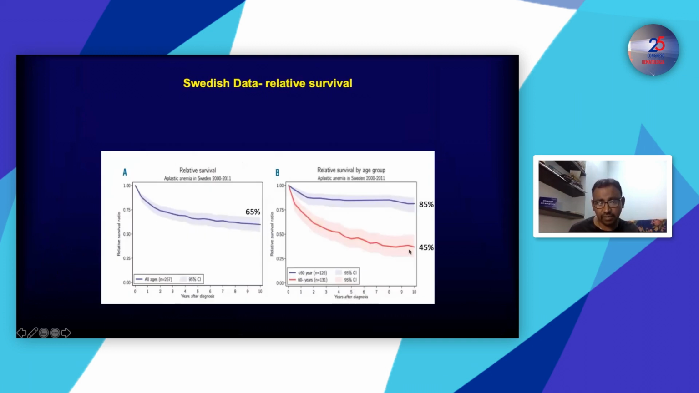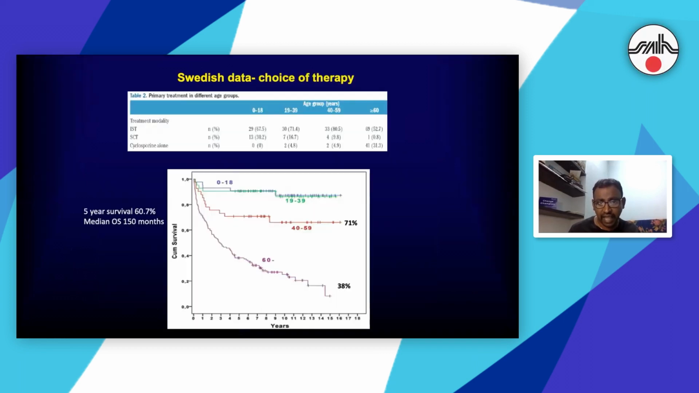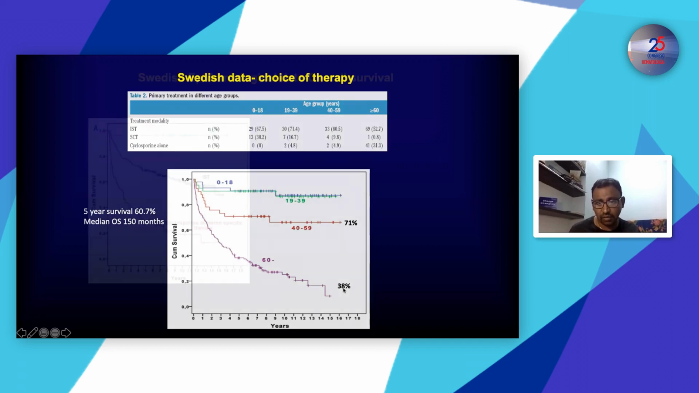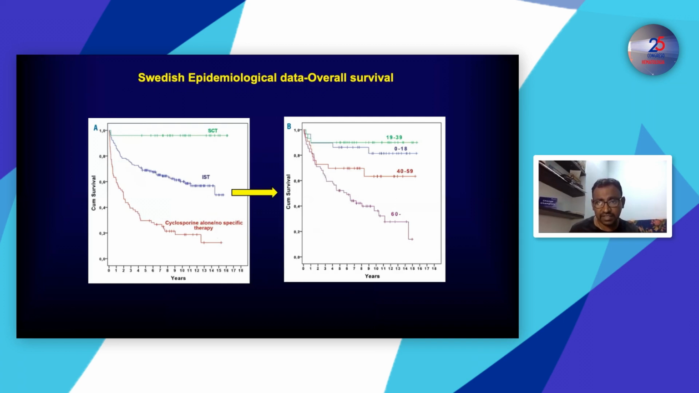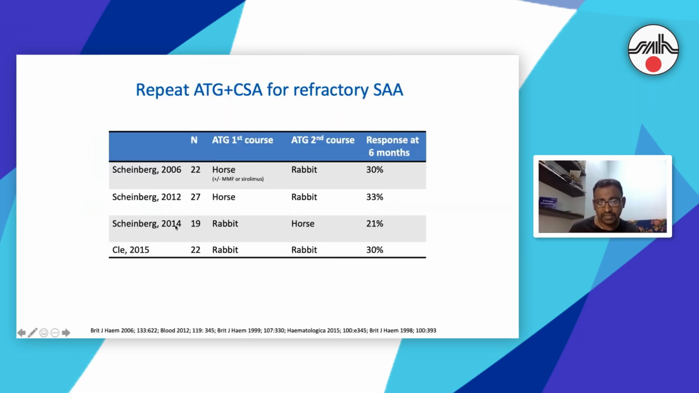And if you look at people over the age of 60, the survival was quite dismal. And not only that, even in patients who received treatment over the age of 60, the long-term outlook was quite poor. If you look at just the people who received IST, it was quite poor, leave alone the patients who received cyclosporin alone or no specific therapy.